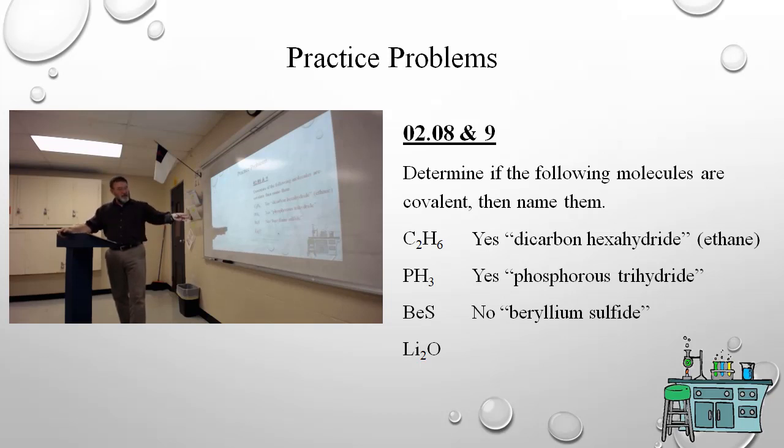And the last one, Li2O. Ask the question, ionic or covalent? Ionic, because lithium is a metal. So I take the first element, then the second element with its ide name, and just say it left to right, lithium oxide.